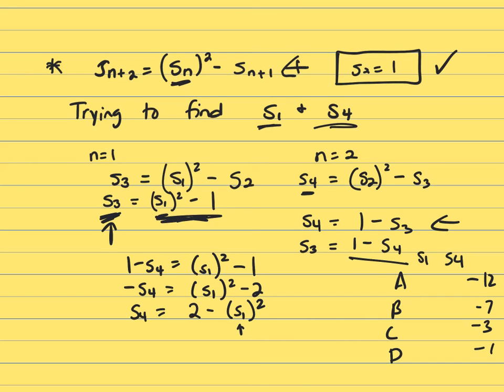So I skipped to the bottom at D, and I let S sub 1 be negative 1, and that would be 2 minus 1, which is 1. We don't have that value showing up. So then I went up to this one, and I said, okay, let's let S sub 1 equal negative 3. So that's going to be S sub 4 equals 2 minus negative 3 squared, and that's going to be 2 minus 9, which is negative 7 for S sub 4. So S sub 1 needs to be negative 3, and S sub 4 then would be negative 7.